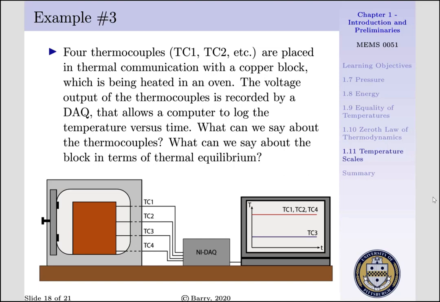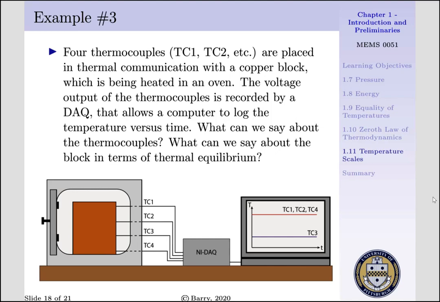that are placed in thermal communication with a copper block that's being heated within an oven. The voltage output of our thermocouples is recorded by a data acquisition device, which allows our computer to log our temperature versus time. What can we say about our thermocouples? And what can we say about the block in terms of thermal equilibrium? We notice if we look at our computer, TC1, TC2, and TC4 all are reading the same temperature.